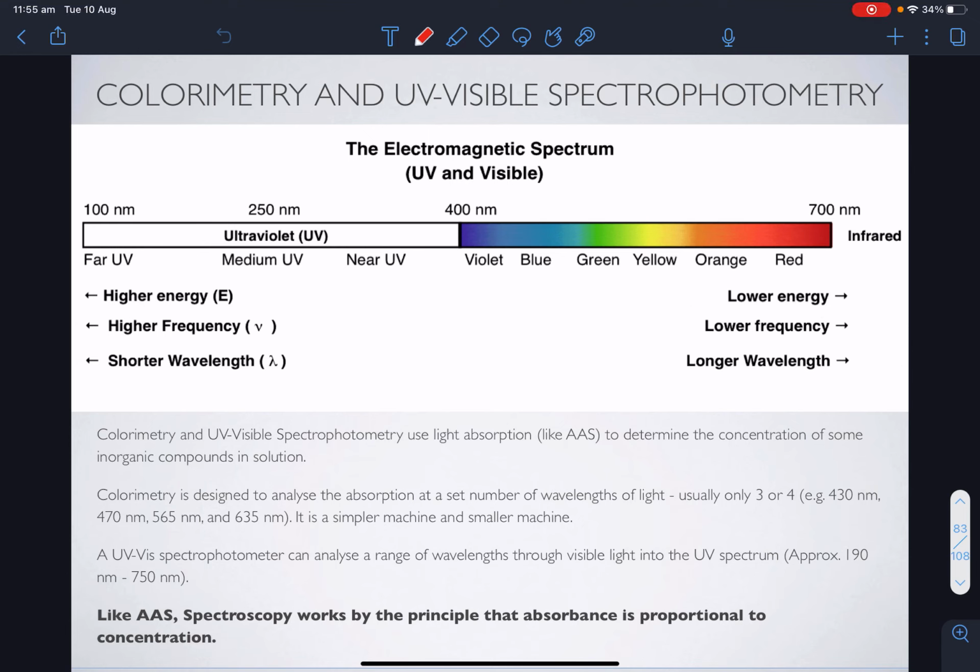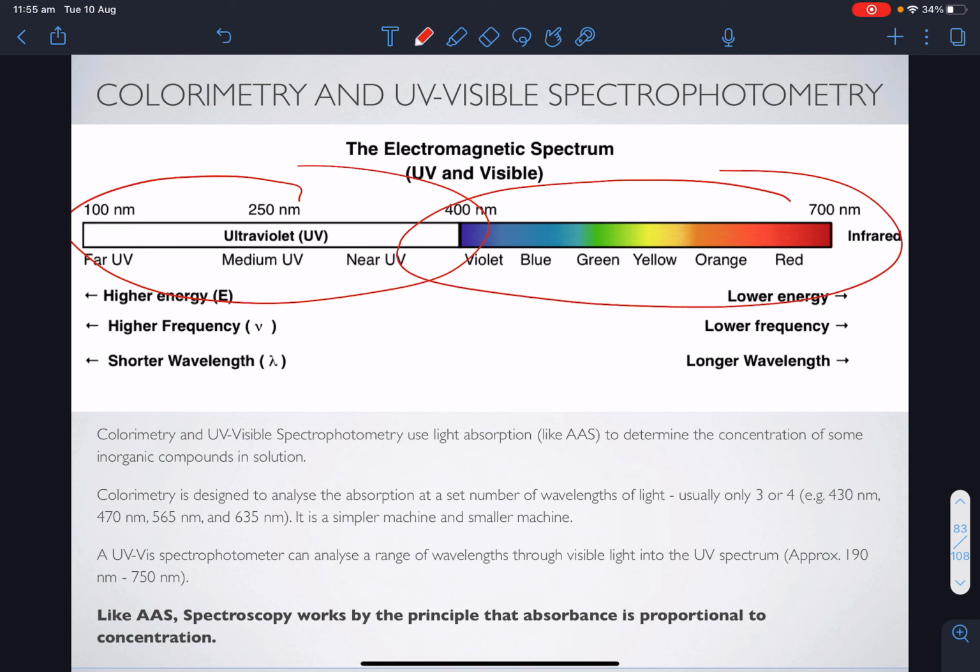Okay, Year 12, the other analysis technique for inorganic molecules, and you can also use it for organic molecules too. These two that we've grouped together, colorimetry and UV visible spectrophotometry. So, like AAS, it's looking at absorption of light by a sample, and absorption being proportional to concentration of your sample. Okay, so here with colorimetry and UV vis, we're looking at ultraviolet and visible being absorbed by our samples.